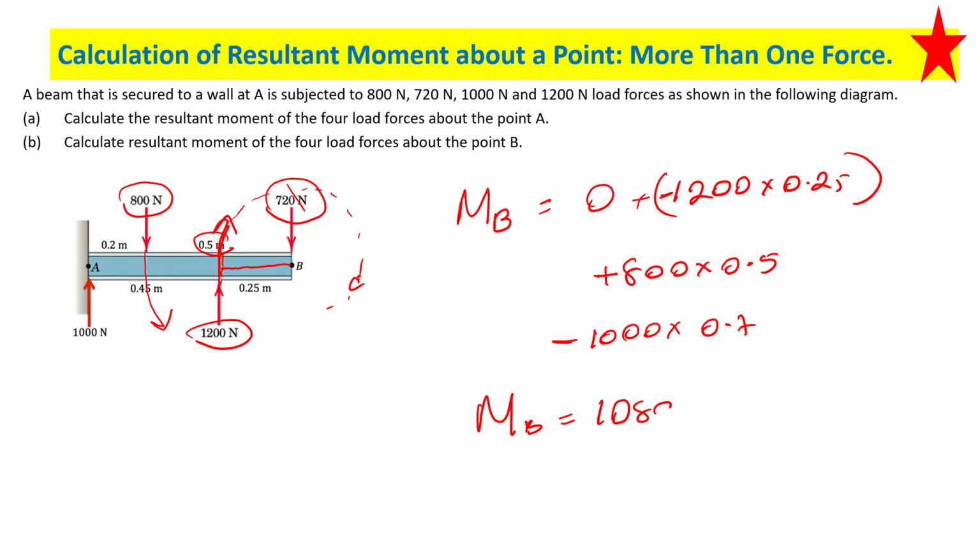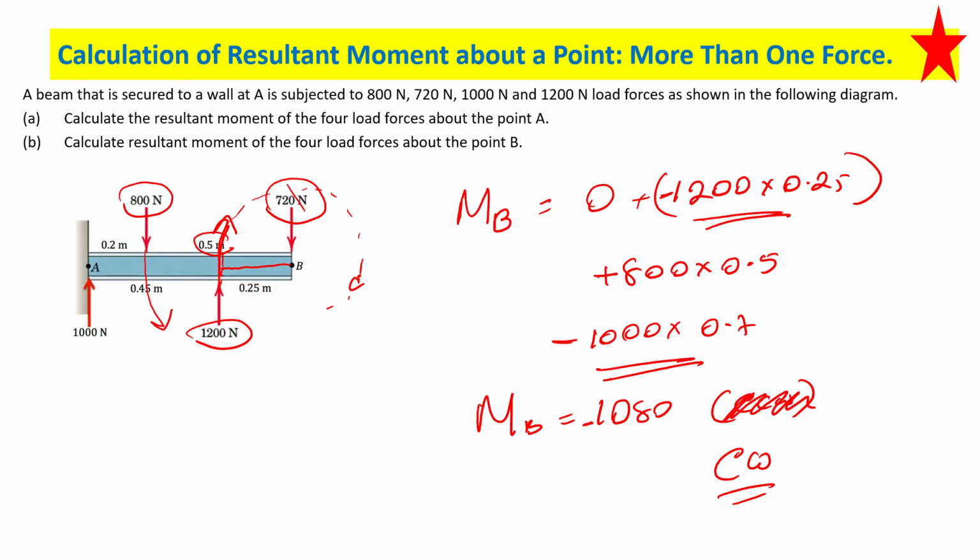1080. Positive. Positive means what? Counterclockwise. The previous one was negative. That means the resultant moment about A was clockwise. Are we good? This is minus. I think these two are higher, yeah. So it should be negative, yes. So it is a clockwise moment.